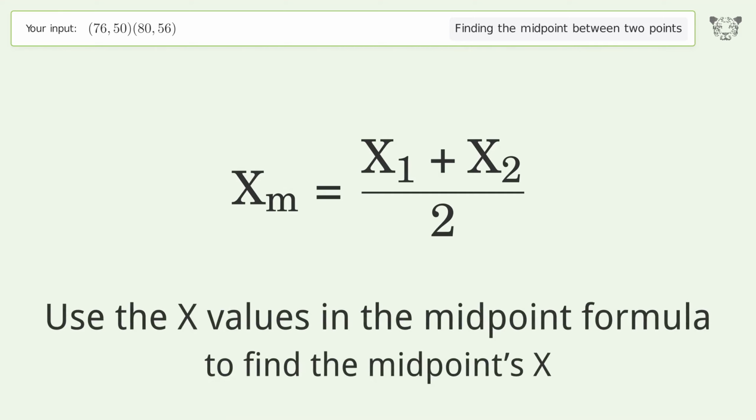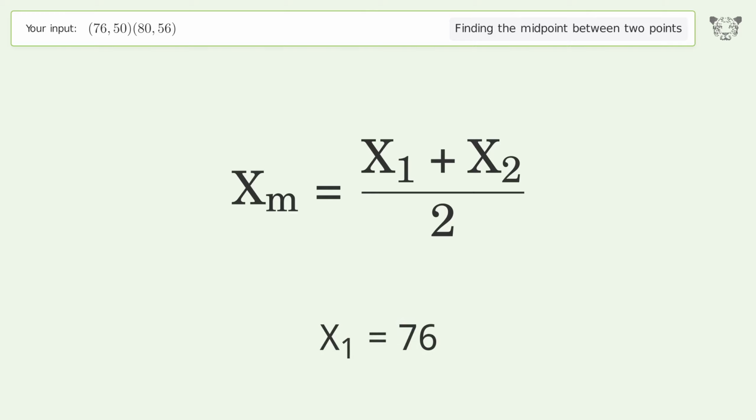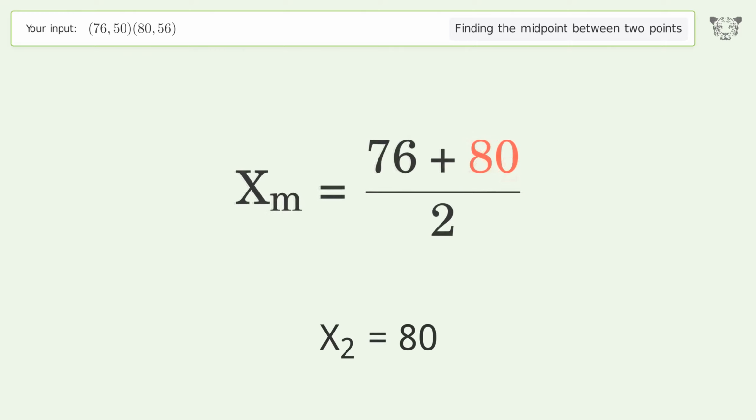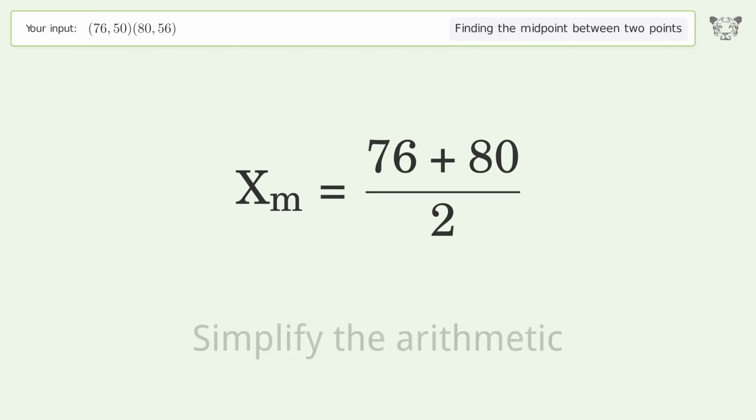Use the x values in the midpoint formula to find the midpoint's x. x1 equals 76. x2 equals 80. Simplify the arithmetic.